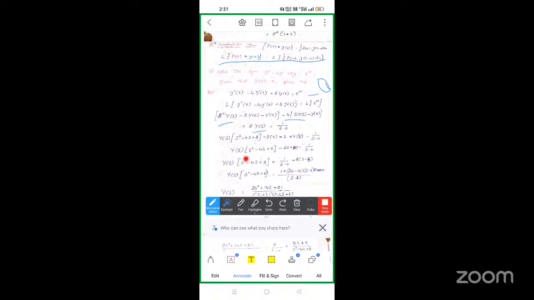So simplifying, y of s into s square minus 4s plus 8, then minus 3s plus 10, is equal to 1 by s minus 2. So y of s into s square minus 4s plus 8 is equal to 1 by s minus 2 as it is, and this term, minus 2s plus 10, moves to the right-hand side, becoming plus 2 into s minus 5. So 2 is common: plus 2 into s minus 5.